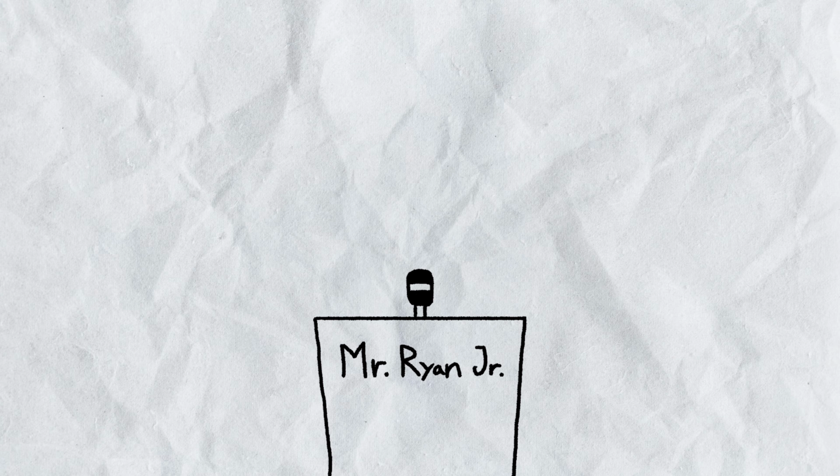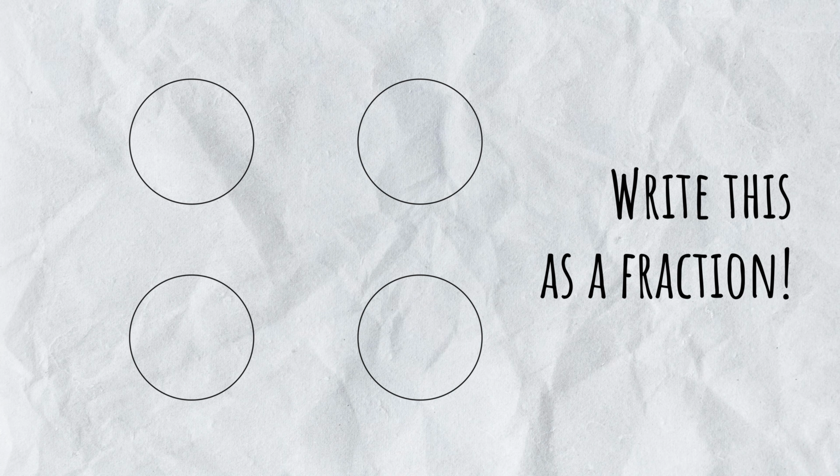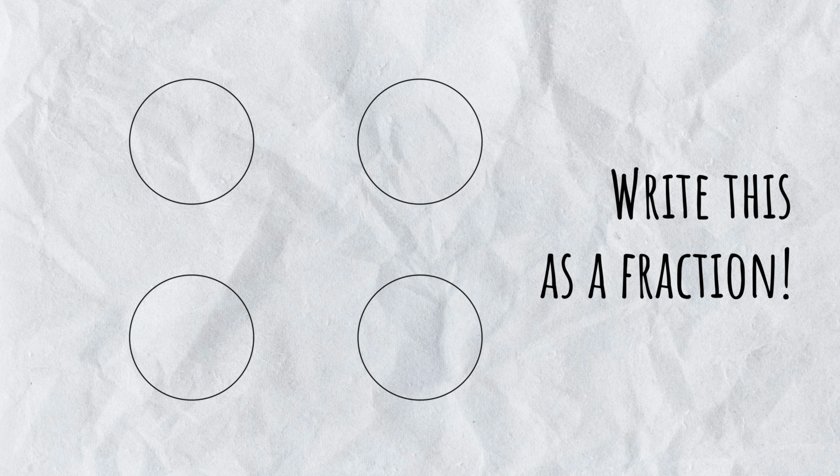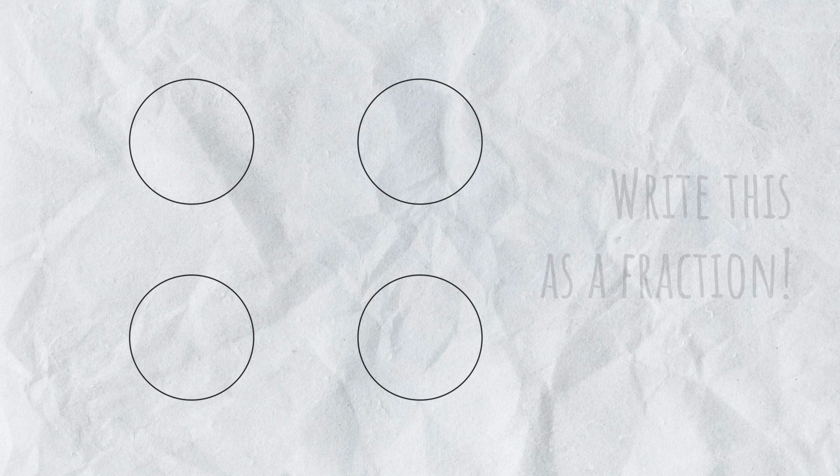So guys, I know we're early in the video, but I think it's already time for a quick quiz. So on the screen, Mr. Ryan Jr. is going to draw 6 circles, and he's going to take 2 of them away. And it's your job to write this as a fraction. And if you were paying attention, you would have got the answer of 4 out of 6.